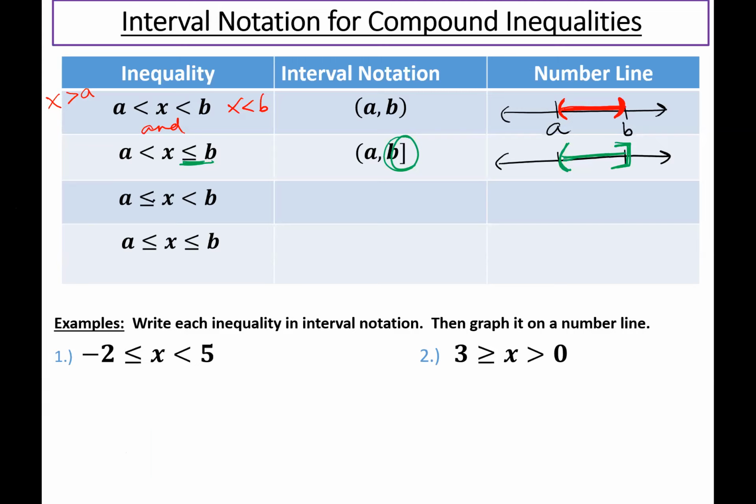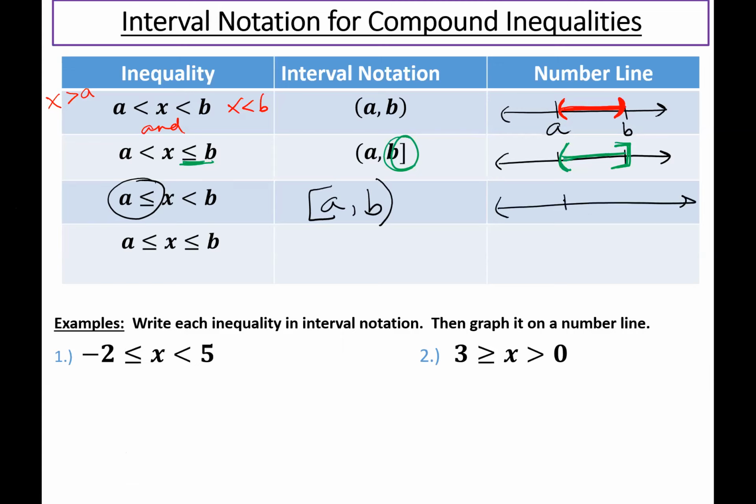This time, A is less than or equal to X, and X is less than B. So this time it's the A that has the equal sign under it. So when I write my interval, I'm going to start with a square bracket, and then A, comma, B. This time B is not included, so I will end with a parenthesis. So square bracket, A, comma, B, parentheses.